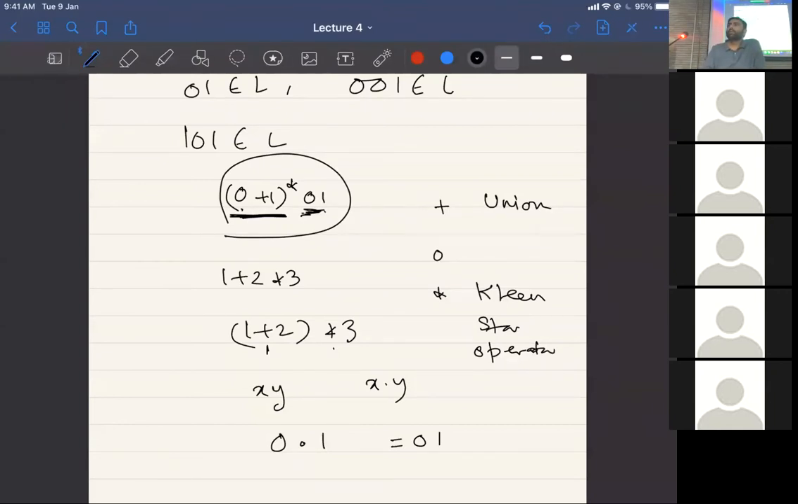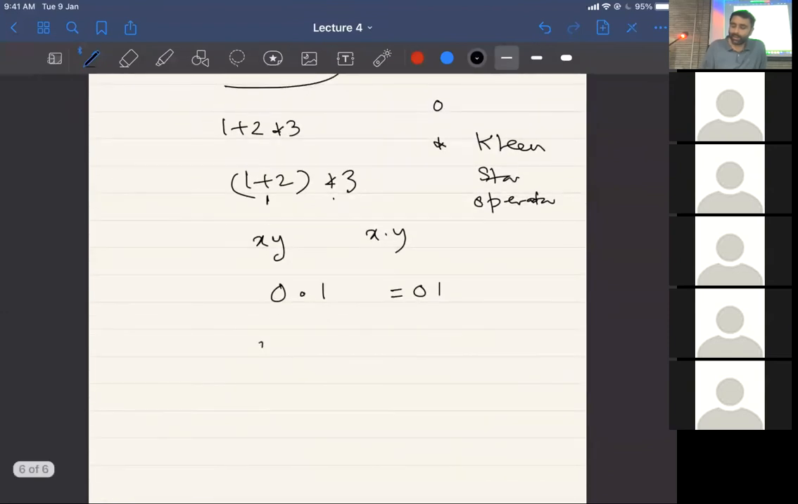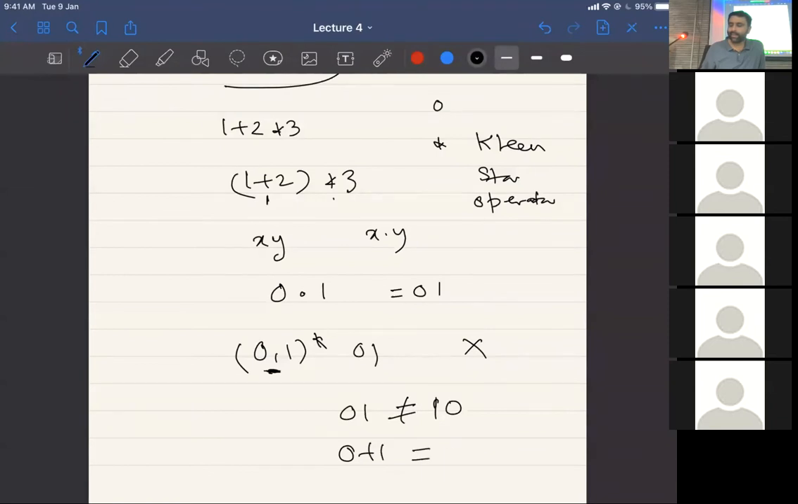Yes, in union, the order doesn't matter, because union is a commutative operator, right? So A union B is the same as B union A. Like 1 plus 2 is the same as 2 plus 1, right? So this plus here represents union, and the order is not important. So as you mentioned, we could also write it as (1 plus 0) star 01. This is also okay, but this is not standard, so we try to avoid it, but it conveys exactly the same thing. The order is important in concatenation, but not in other places. So 01 is definitely not equal to 10, but 0 plus 1 is the same thing as 1 plus 0. Okay, is this clear?